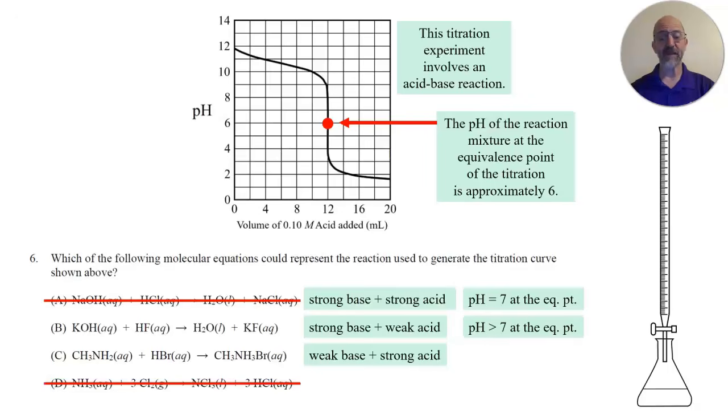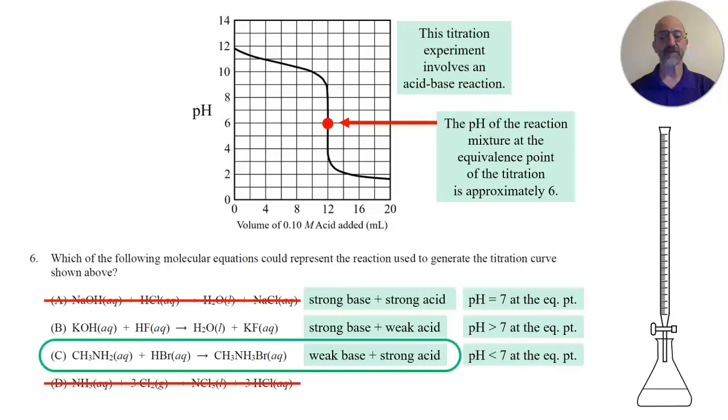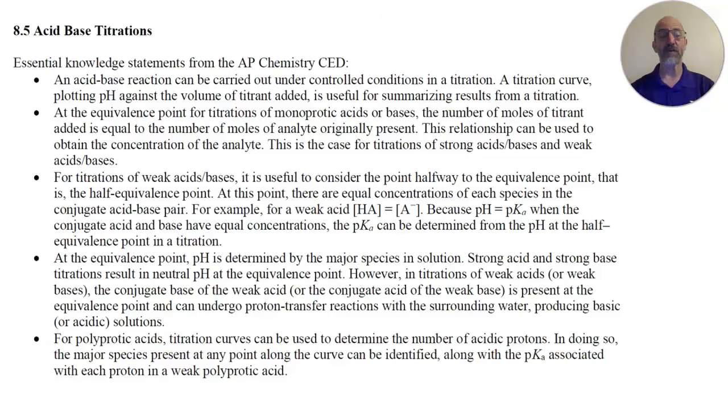So it's not choice B, because strong base, weak acid would have a pH that's greater than 7, but we don't see that on the diagram. Weak base, strong acid, that's what we're looking for, so that makes choice C the correct answer. All right, well, hopefully the answers to questions 1 through 6 all make sense to you, because now we are ready to move on to the review for topic 8.5, acid-base titrations.